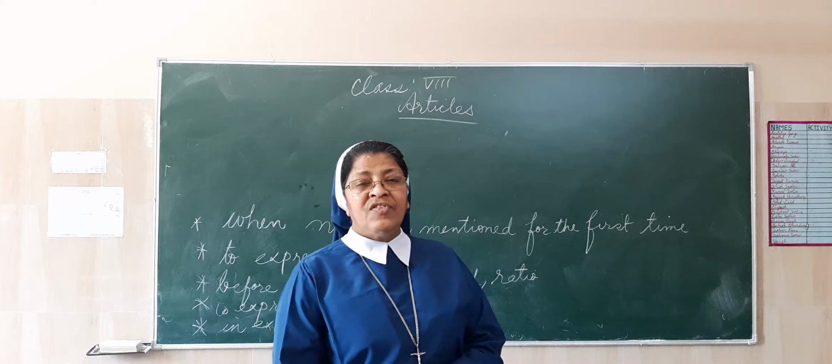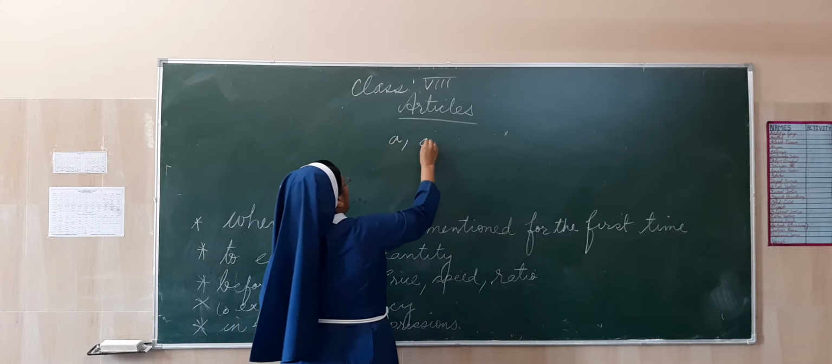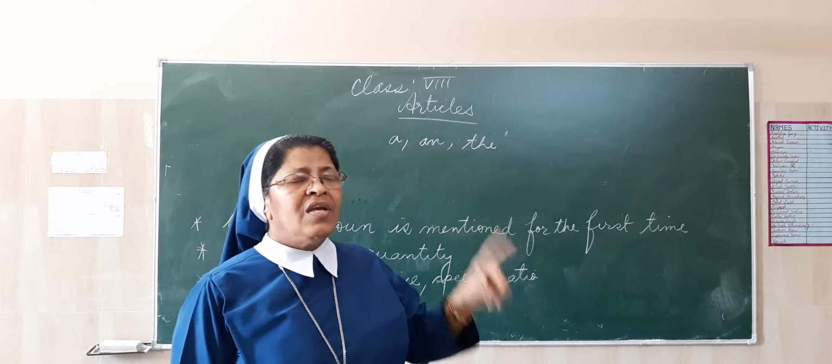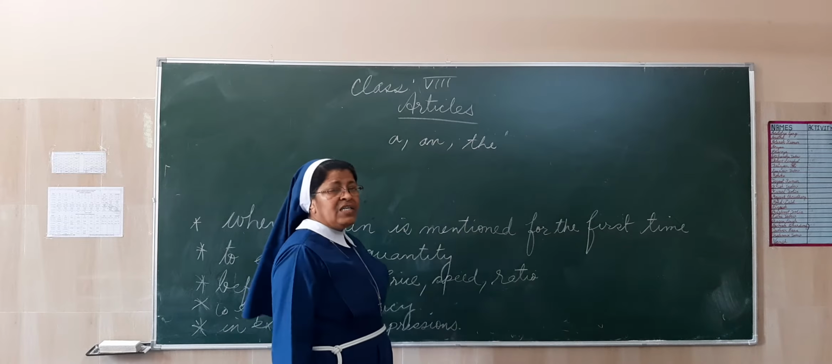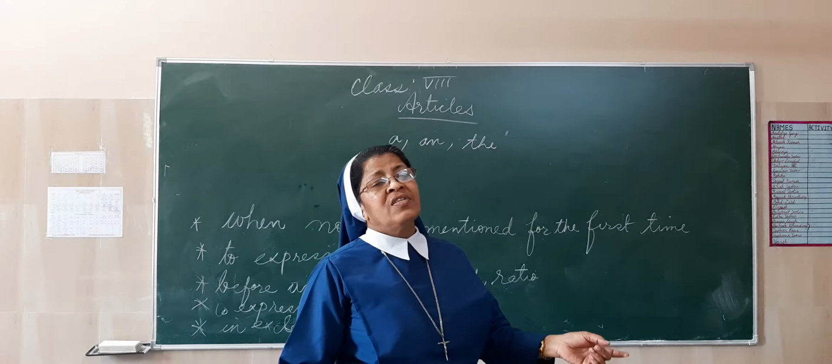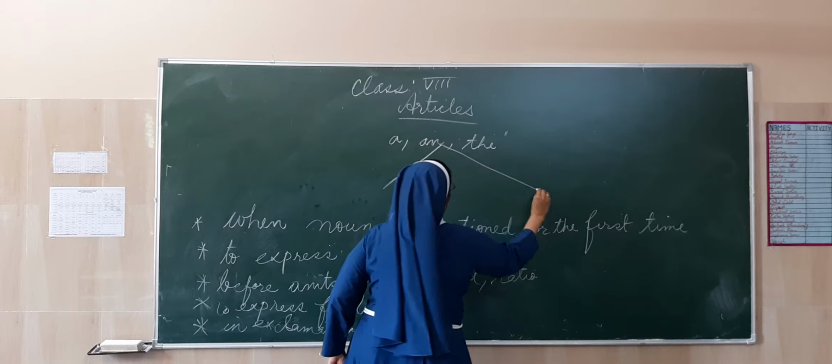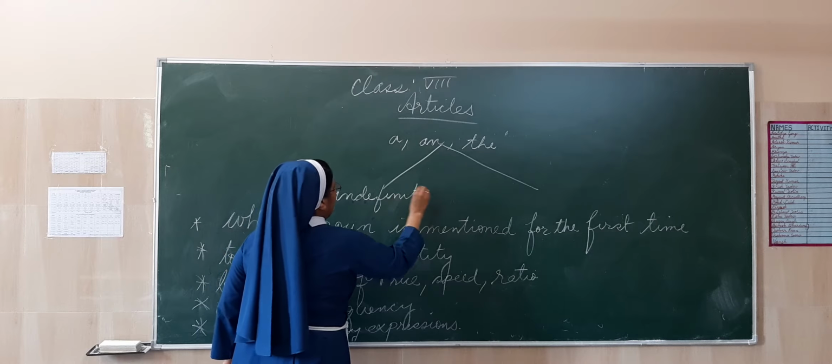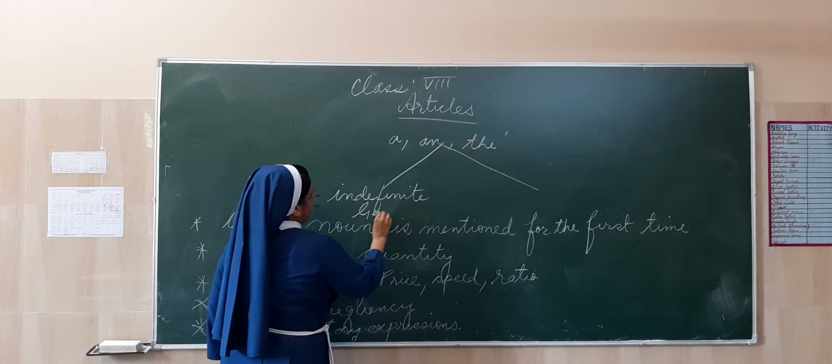The moment we say articles, what comes into your mind is a, an and the. We immediately remember these 3 words, that is a, an and the. So articles can be divided into 2 categories. One is indefinite articles, other one is definite articles. Indefinite articles, this we use under general category.